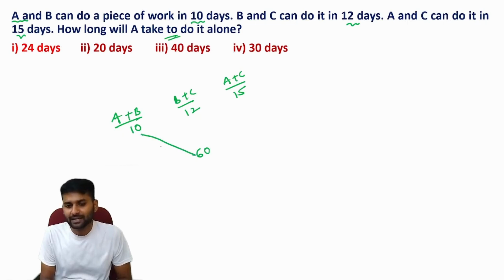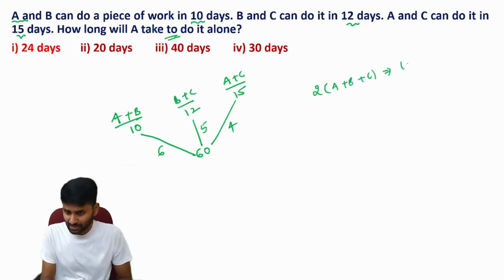AB completed in 10 days, per day 6 units. BC 12 days, efficiency 5 units. AC 15 days, efficiency 4 units. If you go through all the efficiencies, 2 times the A plus B plus C is exactly equal to 15 units. Now you will get the ABC efficiency is 15 by 2.